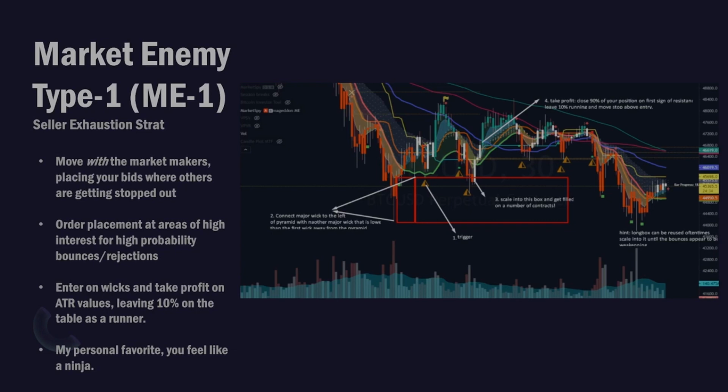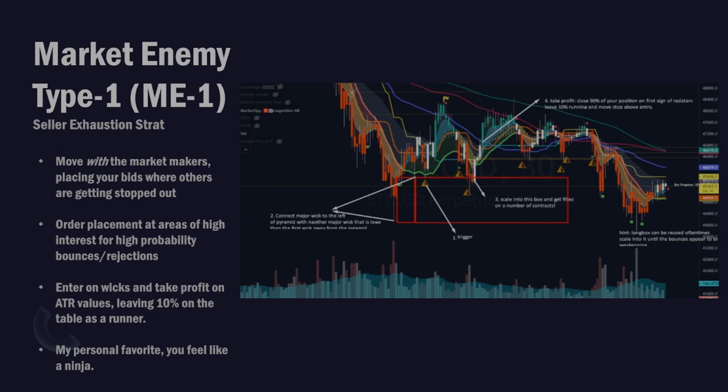Every time you see real great ME1s, there's almost always massive wicks somewhere nearby over to the left on your screen. So what are we doing here with the market enemy type 1? What are we targeting? What are we looking for? We're looking to move with market makers, moving with the smart money, so-called. Placing your bids where others are getting stopped out. Everyone else is having these cascading orders where they're already getting stopped out. And that's kind of where our ladders are sitting, with lots of room to breathe.